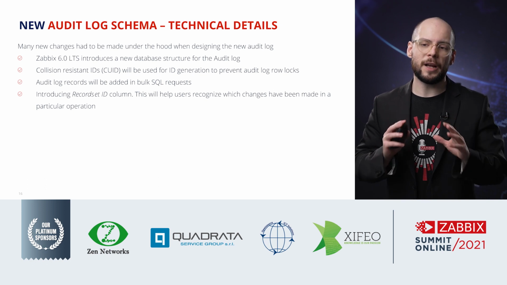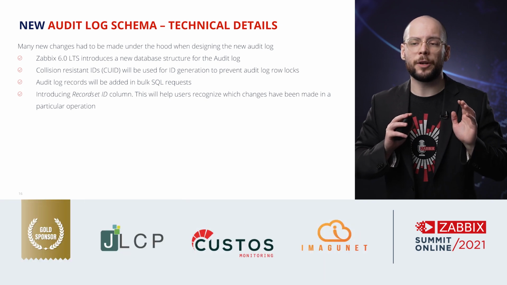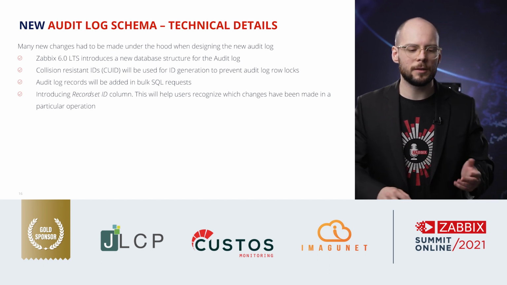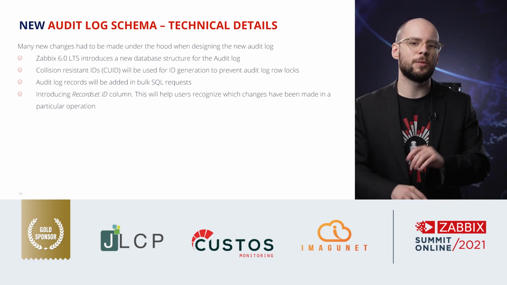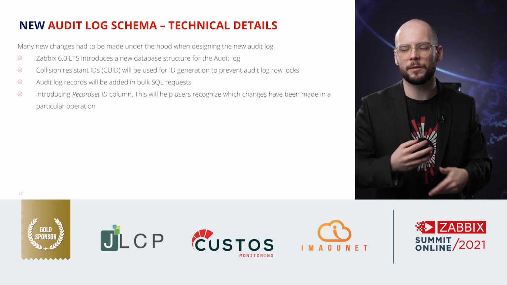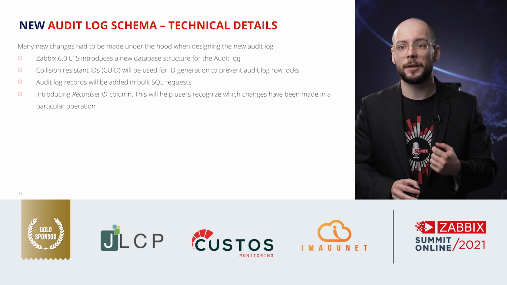Each set of actions or operations, call them whatever you want, will have its own record set ID. So for example, if a single API call or a single low-level discovery rule creates multiple hosts, it'll be under the same record set ID, and you can then filter and see what things did particular operation change.